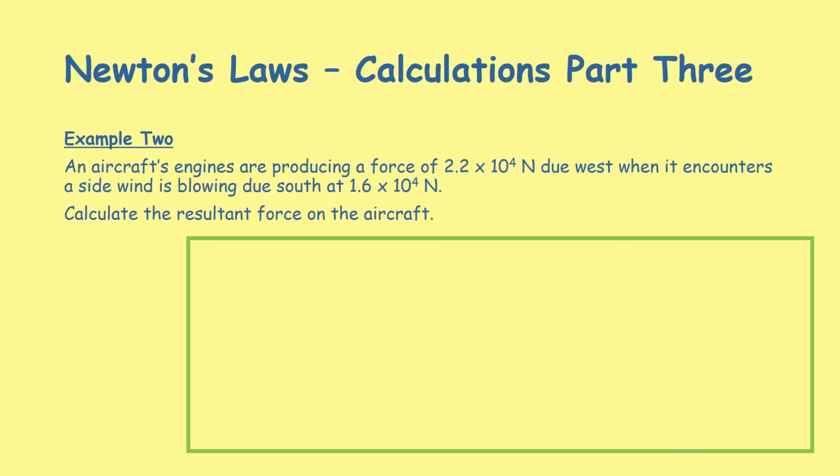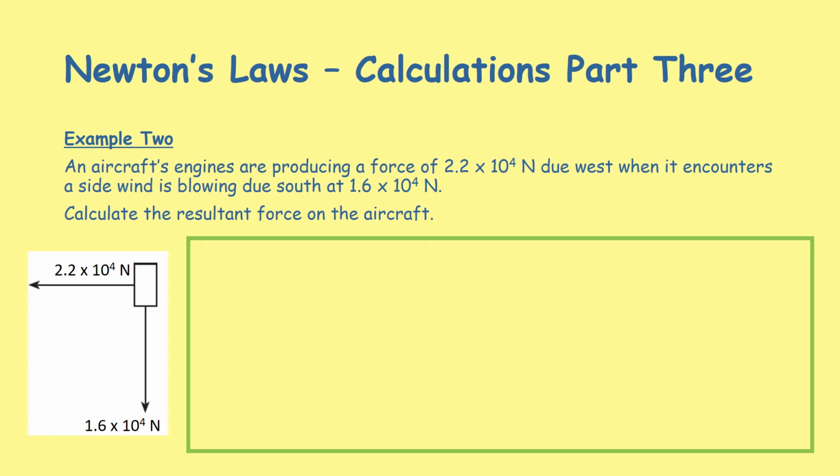Example 2. An aircraft's engines are producing a force of 2.2 times 10 to the 4 newtons due west. It then encounters a side wind which is blowing due south at 1.6 times 10 to the power 4 newtons. We can see a diagram of this here on the left-hand side. Calculate the resultant force on the aircraft.